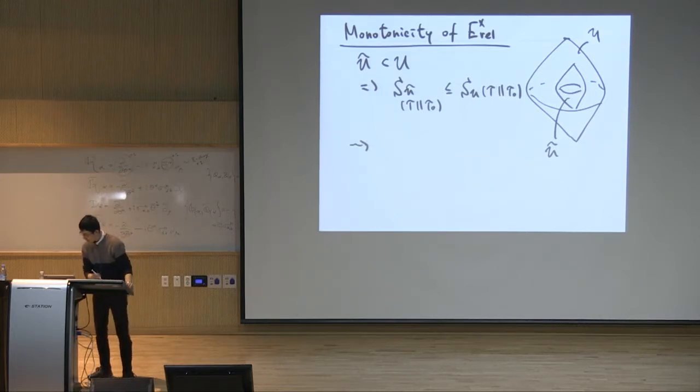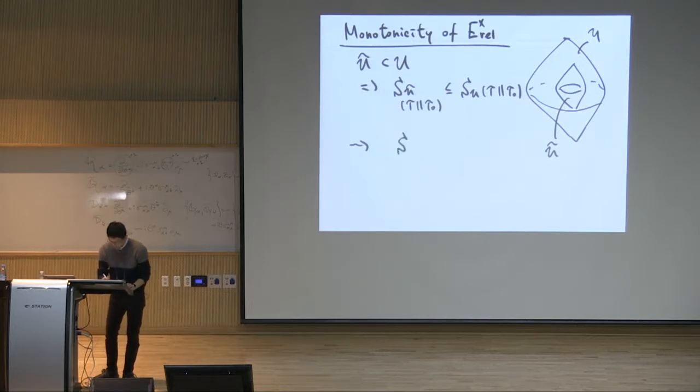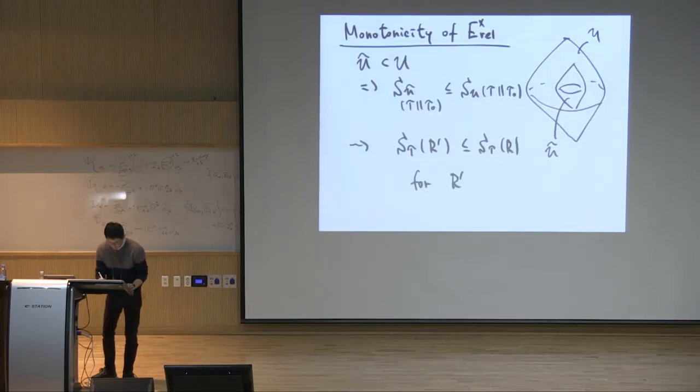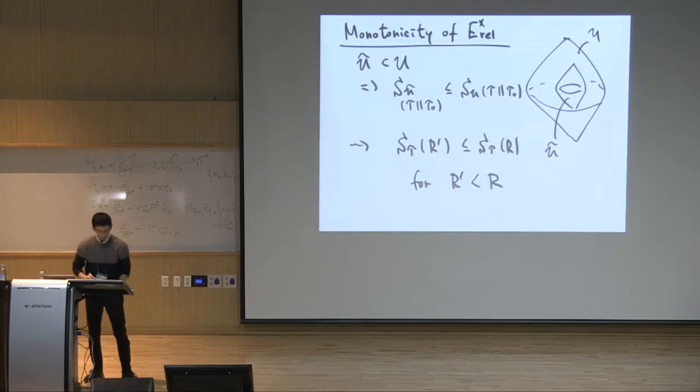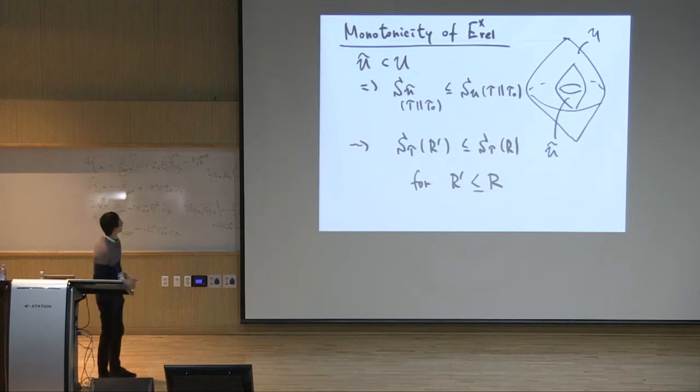we can say that the entanglement entropy also satisfies the inequality. So if you shrink the size, the radius, then the entropy also decreases. This is the implication of the monotonicity. But some of you may notice that this is kind of a boring result, because entanglement entropy itself is UV divergent.